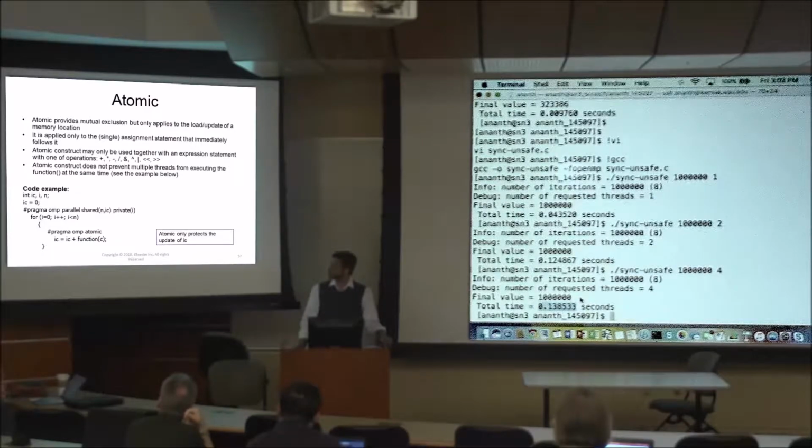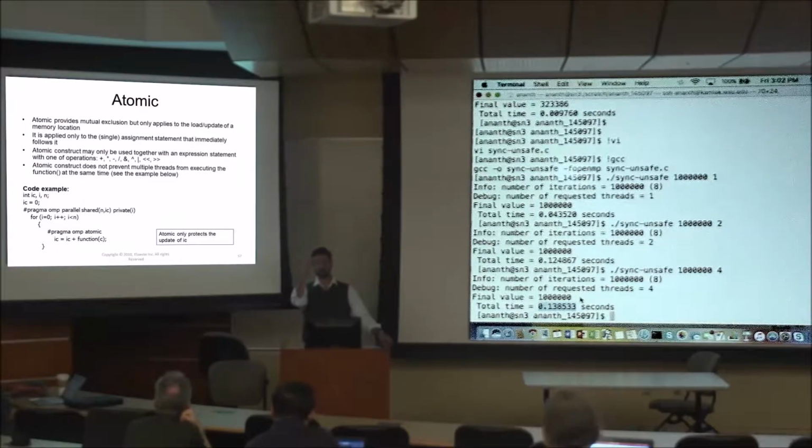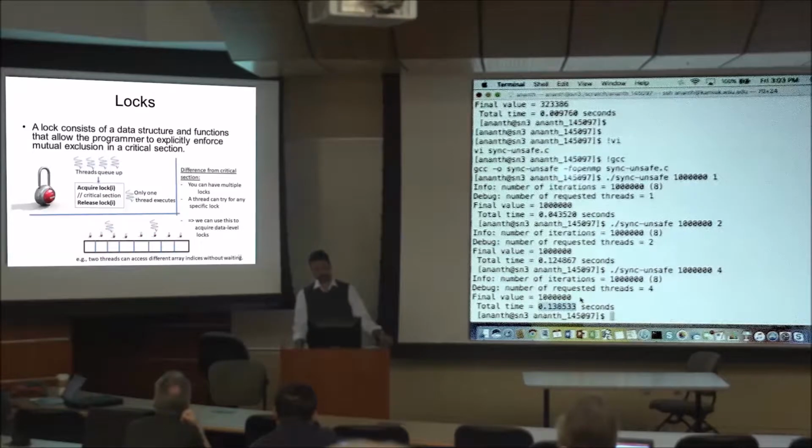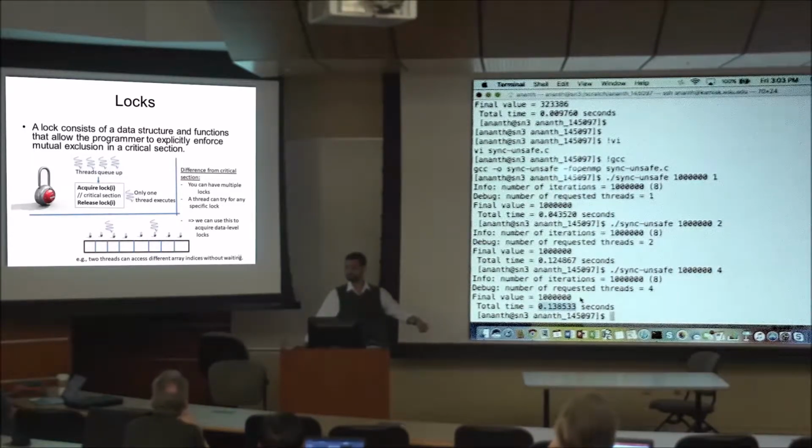An atomic primitive also has some restrictions. You can't do fancy blocks like this. You only have a simple increment operator or a decrement operator. So there are some limitations to this atomic primitive. There's also a third notion, locks, that you can use. In this, we acquire a lock before we enter a critical section and release the lock as we exit. Only one thread can acquire a given lock at any given point of time, right?